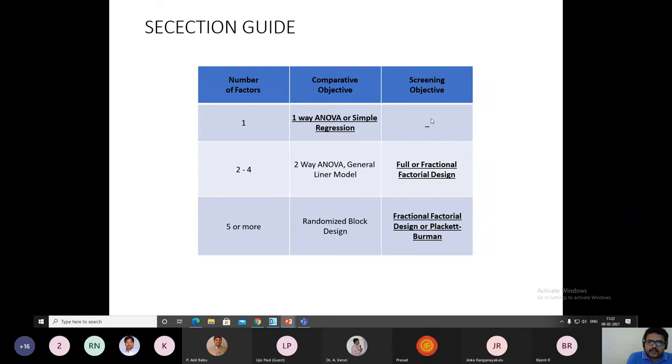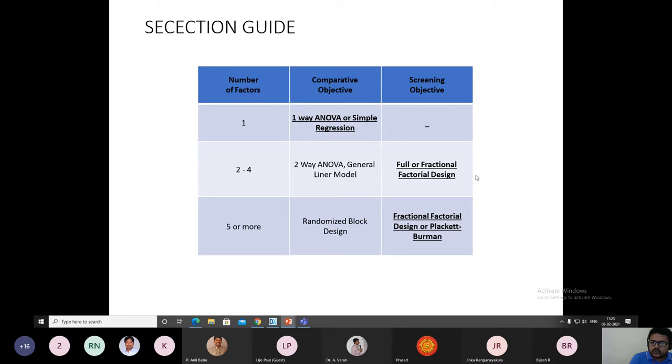Or if you have a screening objective, meaning you want to identify the major contribution of the parameters, see the interaction of the parameters, and identify the insignificant parameters, then you can go for full or fractional factorial design. And if you have more factors, like 5 or more, then randomized design, block design. Or if your objective is screening, you can go for fractional factorial design or Plackett-Burman design, right? These designs are available in the software.